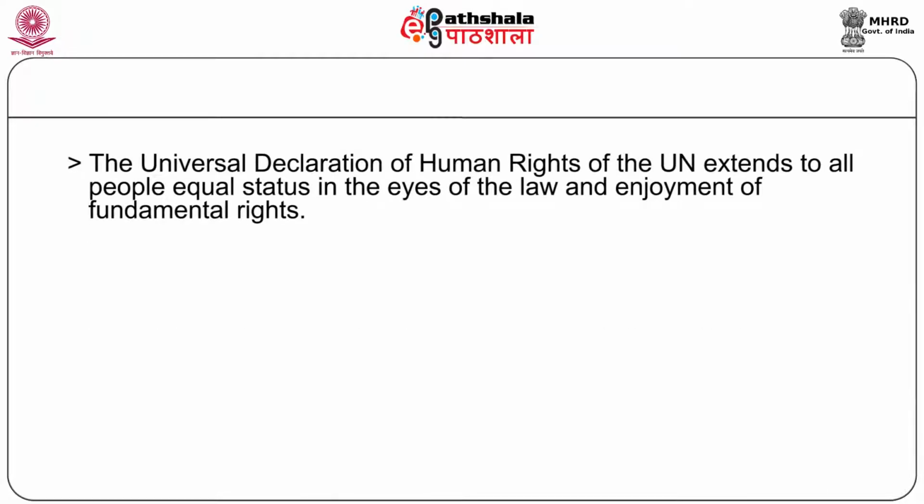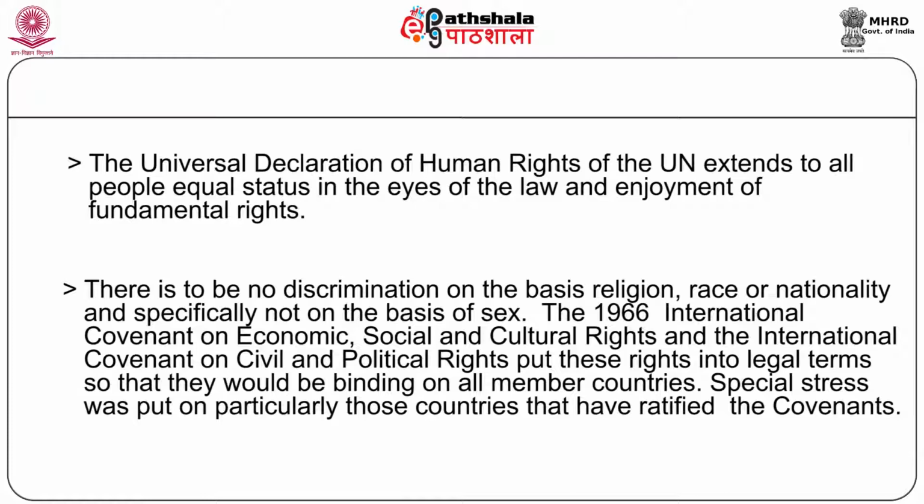The Universal Declaration of Human Rights of the UN extends to all people equal status in the eyes of the law and assures the enjoyment of fundamental rights for all human beings. There is to be no discrimination on the basis of religion, race, or nationality, and specifically not on the basis of sex. The 1966 International Covenant on Economic, Social, and Cultural Rights and the International Covenant on Civil and Political Rights put these rights into legal terms so that they would be binding on all member countries. Special stress during these times was put particularly on those countries that have ratified the covenants.